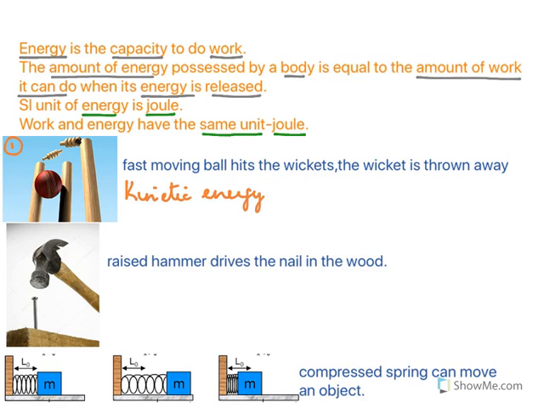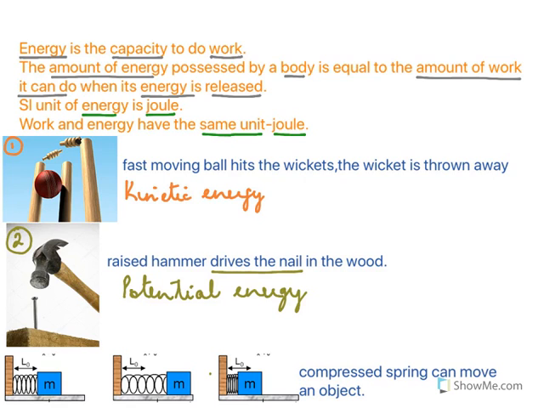In the second picture, we see a hammer that is raised, and the raised hammer drives the nail in the wood, and that means the hammer is able to do work. And why was it able to do work? Because it was raised to a certain position, and the higher it is raised, the more work it can do. Such energy possessed by a body due to its position is called potential energy. The hammer has got energy because it is able to do work. If you have a hammer that is lying on the table or on the floor, it's unable to do any work.